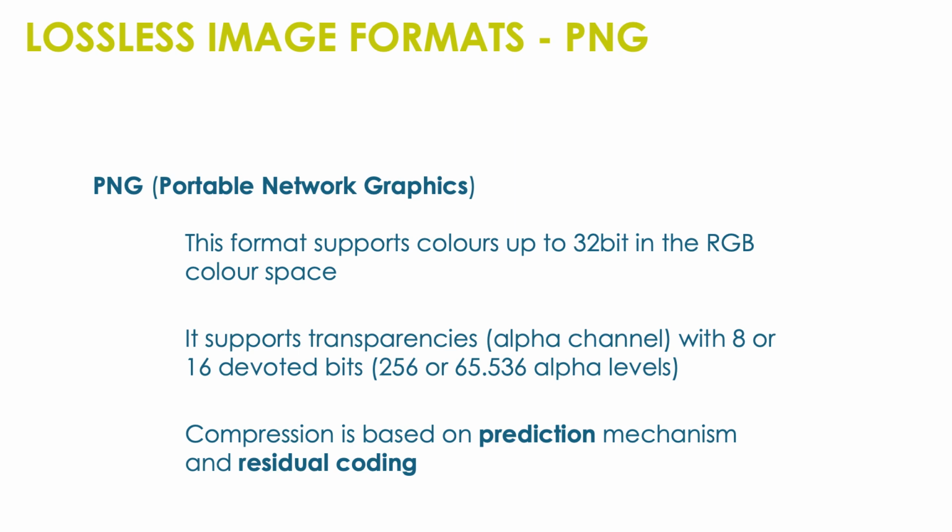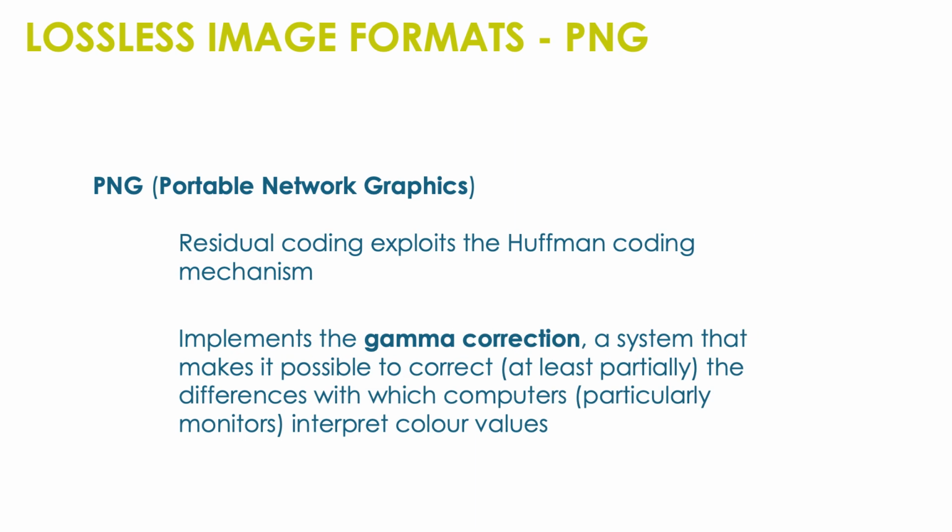and more transparency levels. The compression technique that is considered is Huffman coding, and additionally PNG implements gamma correction, allowing for better color consistency across devices. Gamma correction, in fact, makes it possible to correct, at least partially, the differences with which computers interpret the color values. Sometimes computers, other devices and software interpret the color in different ways. So gamma correction is a technique that is able to standardize and correct those differences.